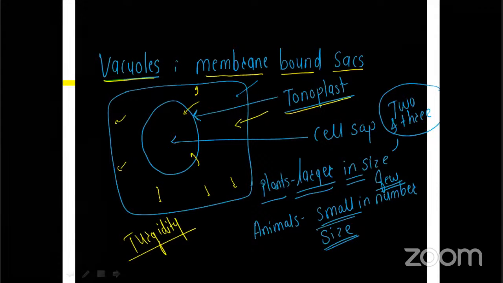Inside the vacuole, the cell sap is present. The cell sap is a fluid or it is a liquid of the vacuoles.